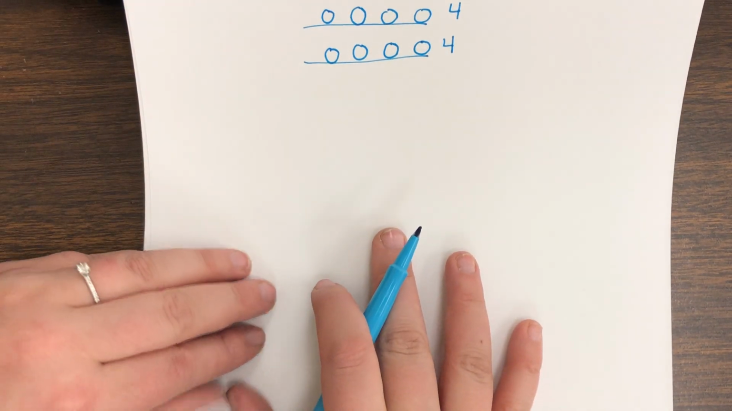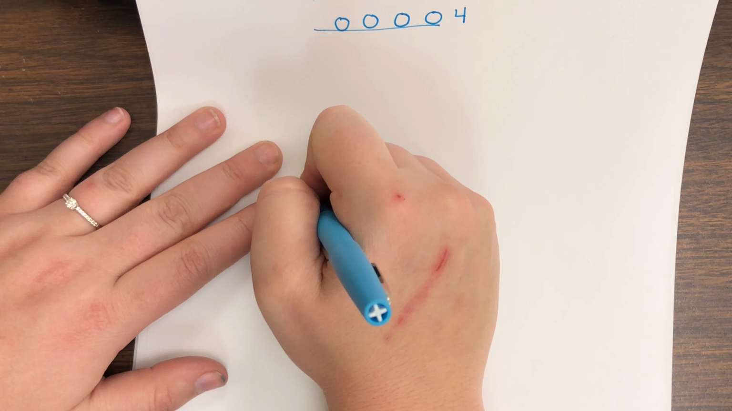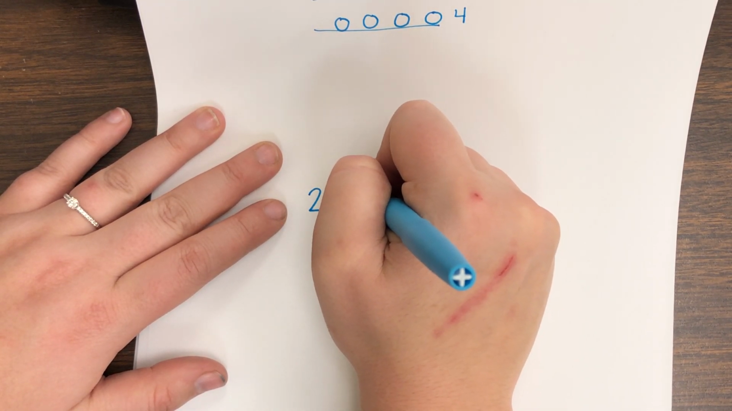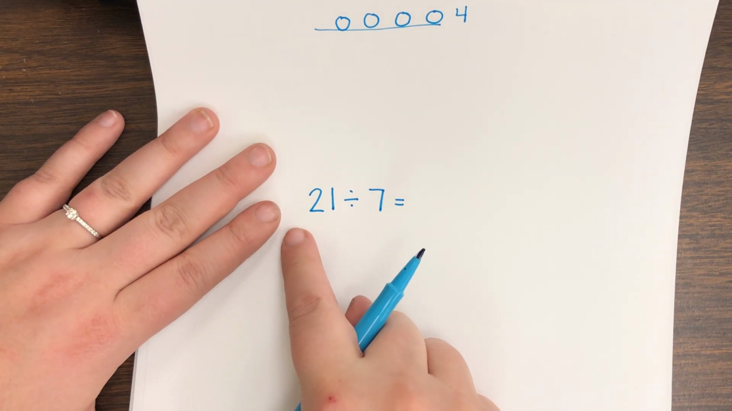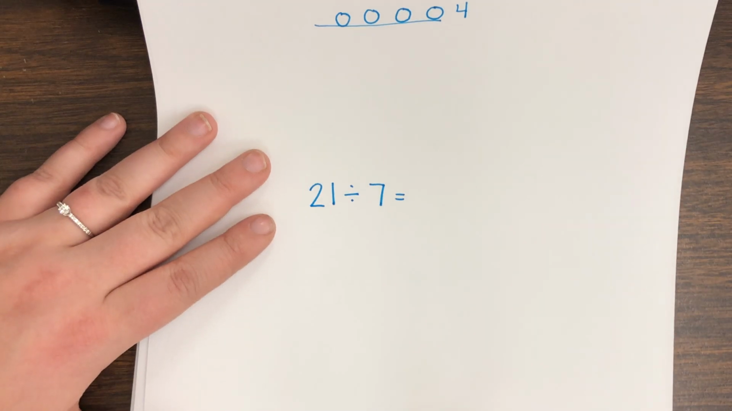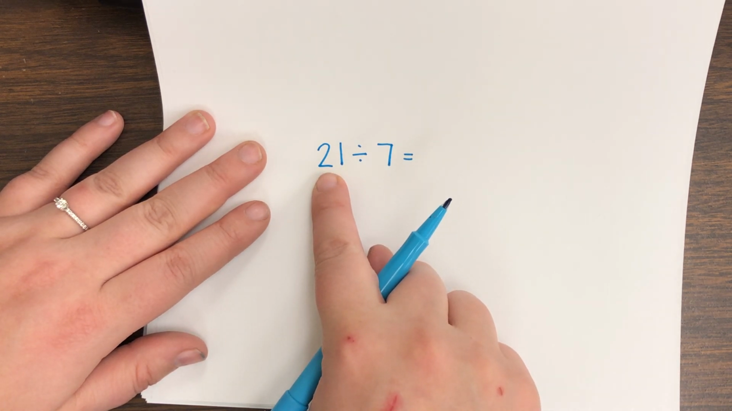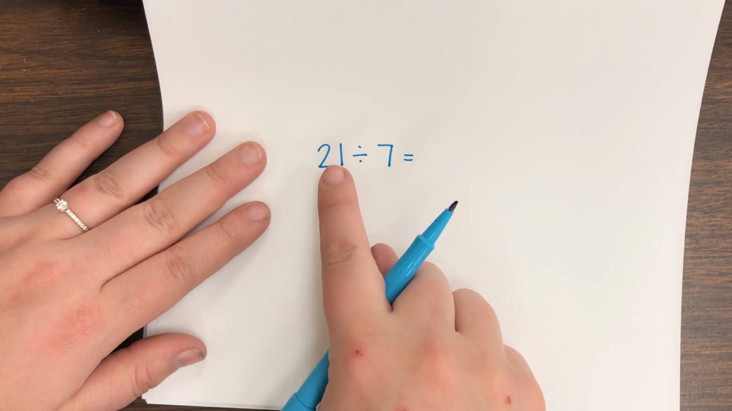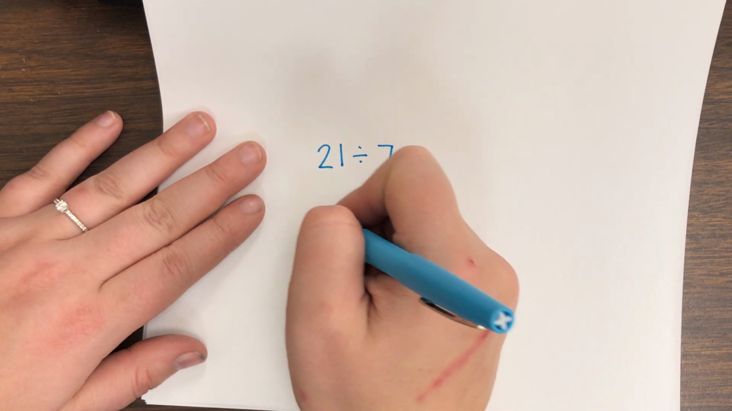Slide on down. Let's try a little bit harder one. 21 divided by 7. So here we're going to draw not 21 rows. I would never ask you to draw 21 rows to do a division strategy or multiplication strategy, but we're going to draw 7 rows because that is the second number and we are splitting 21 by 7. So let's draw out our 7 rows.